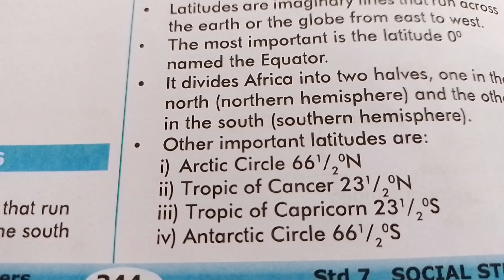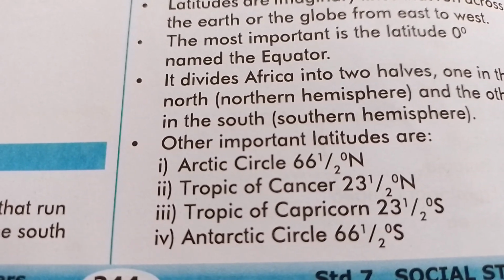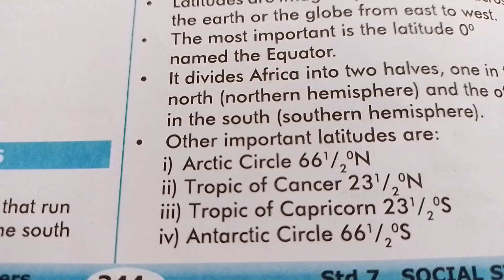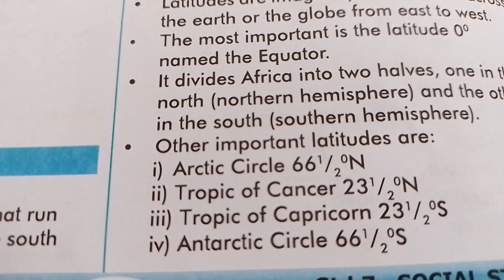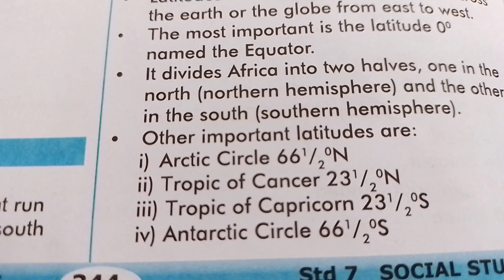And number 2, we have what we call the Tropic of Cancer. You can see it. It is 23.5 degrees north. Then we have the Tropic of Capricorn. It is 23.5 degrees south. We have the Arctic Circle, 66.5 degrees north, and the Antarctic Circle, which is 66.5 degrees south.